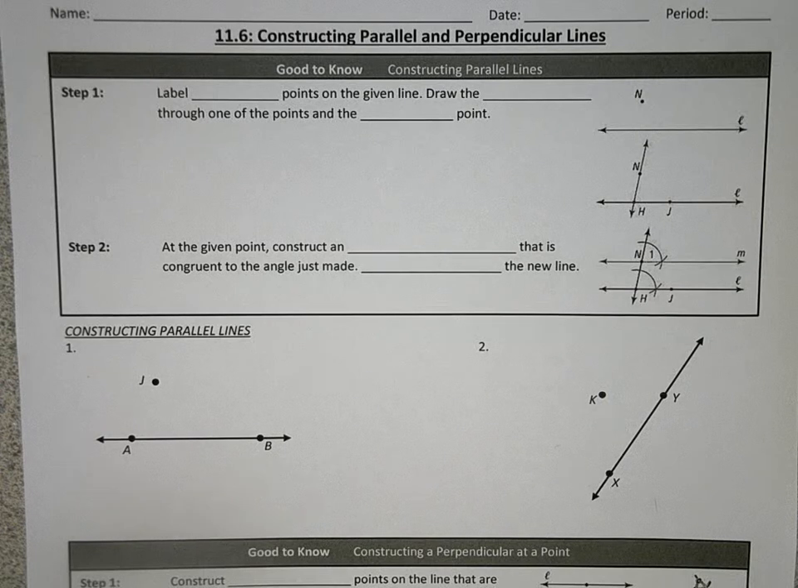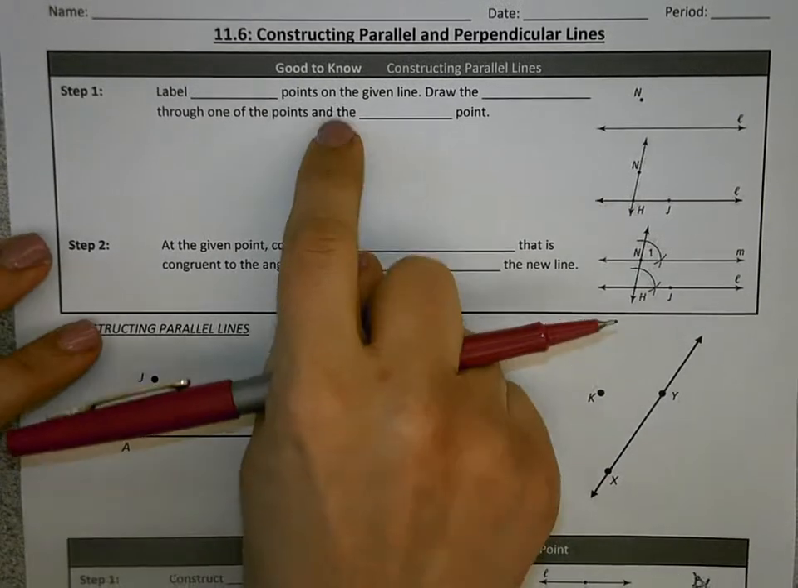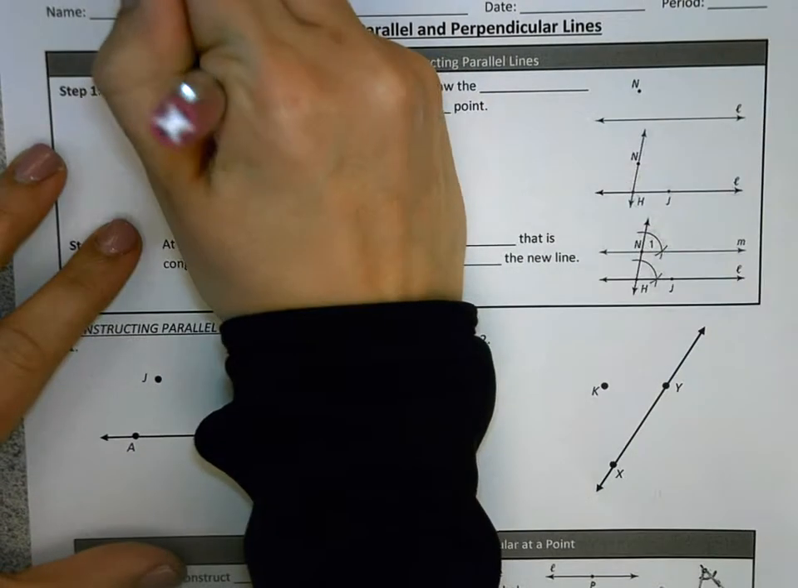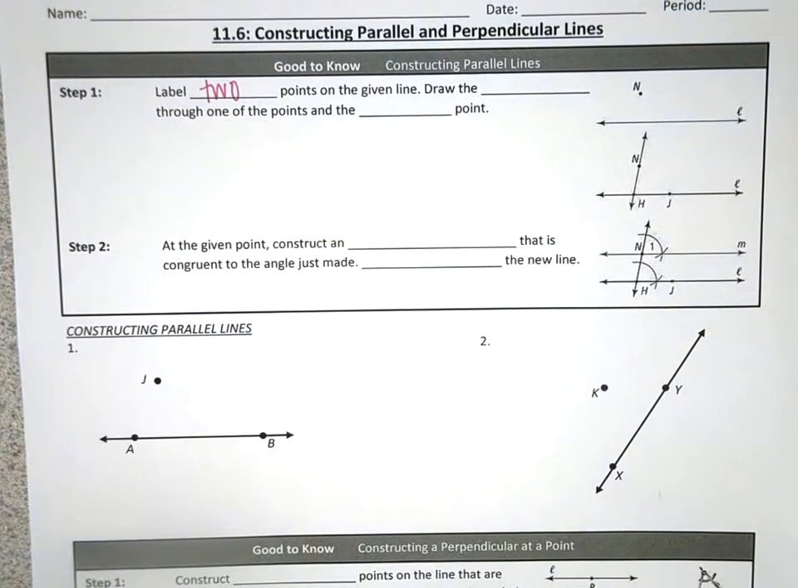Parallel lines are lines that never intersect. Perpendicular lines are the lines that intersect at a right angle. So we're going to start with parallel lines. To construct a parallel line, you are going to pick 2 points on the given line. It can be any 2 points, and label them. Or usually they might be given for you.